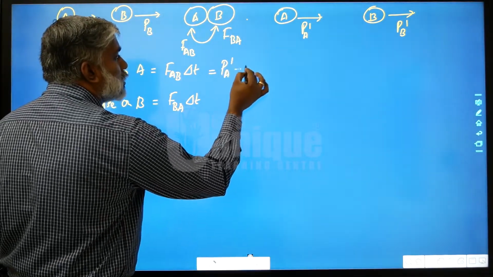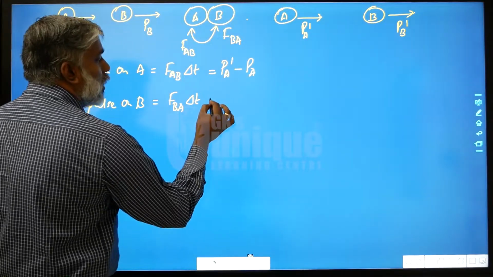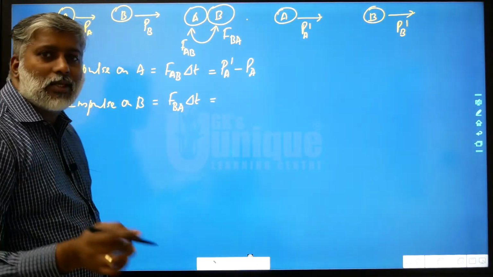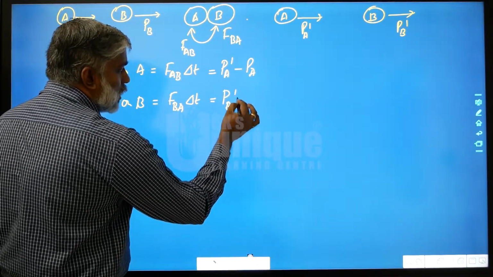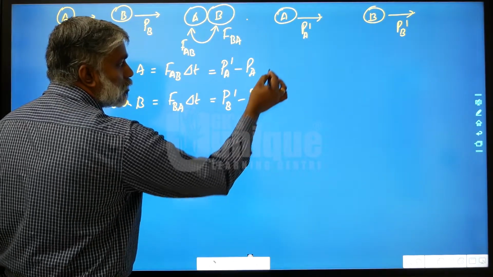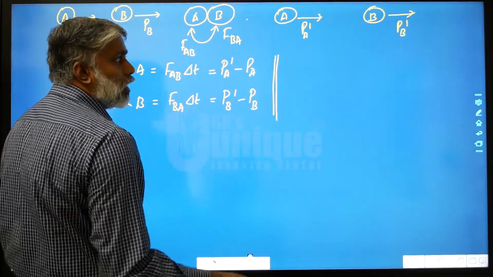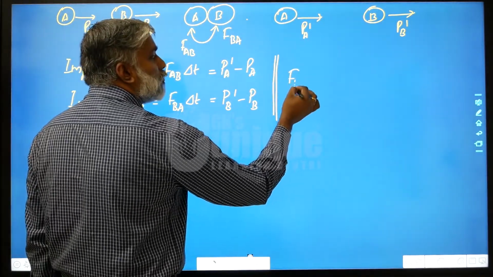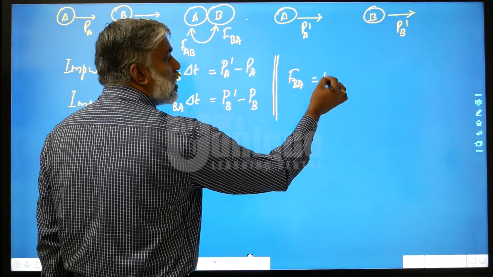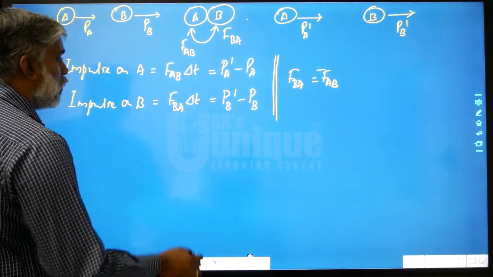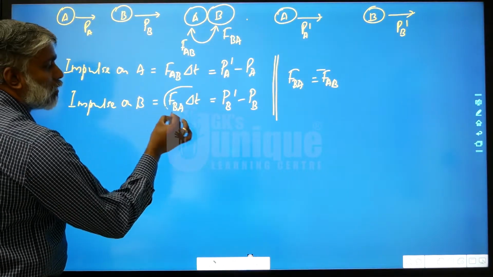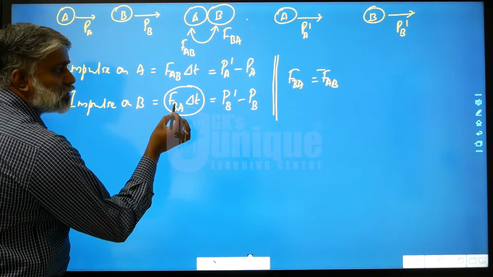PA ഡാഷ് മൈനസ് PA. ഇനി അതുപോലെ B യുടെ കാര്യം പറയണം. വാട്ട് ഈസ് ചേഞ്ച് ഓഫ് മൊമെന്റം ഓഫ് B? PB ഡാഷ് മൈനസ് PB. ഒരു ബുദ്ധിമുട്ടും ആർക്കും തോന്നിയിട്ടില്ല ഇതുവരെ. ഇനി അറിയാന്നുള്ള കാര്യം എന്താണ്? ഫോഴ്സ് FBA ആൻഡ് FAB ആർ ഈക്വൽ ആൻഡ് ഓപ്പോസിറ്റ്. ആം ഐ റൈറ്റ്?